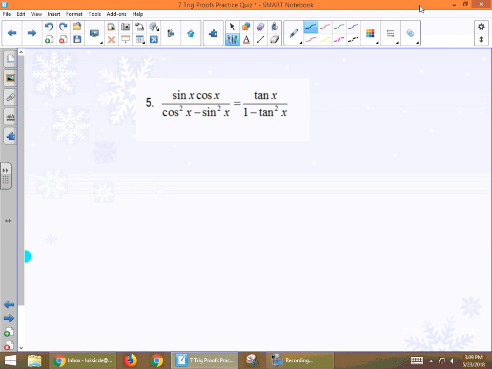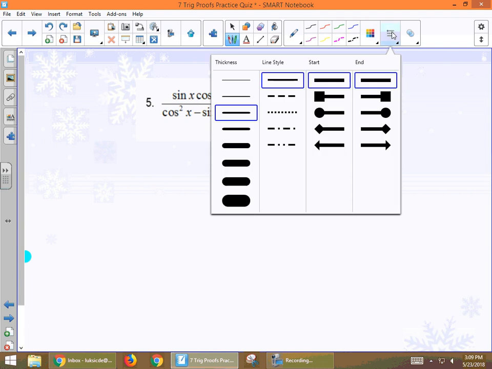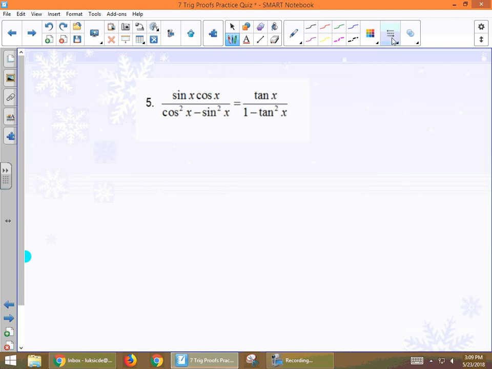So I'm going to work with the tangents and change them to sines and cosines and see if I can make some headway that way. So tangent is sine over cosine. And in the denominator, I'm going to go ahead and change that into 1 minus sine squared over cosine.